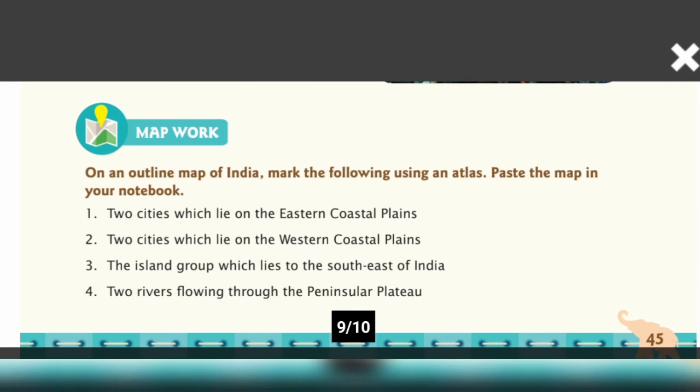Also see this map work. You have to find two cities which lie on the eastern coastal plains, two cities which lie on the western coastal plains, and the island group which lies to the southeast of India, and the rivers that are flowing through the peninsular plateau, right? So you have to find the answers, and also you have to locate these places in an outline map of India, okay? Also paste that in your social notebook, okay? This is your homework, okay?